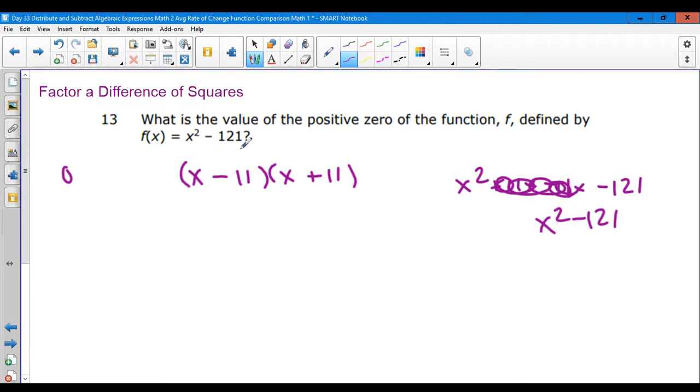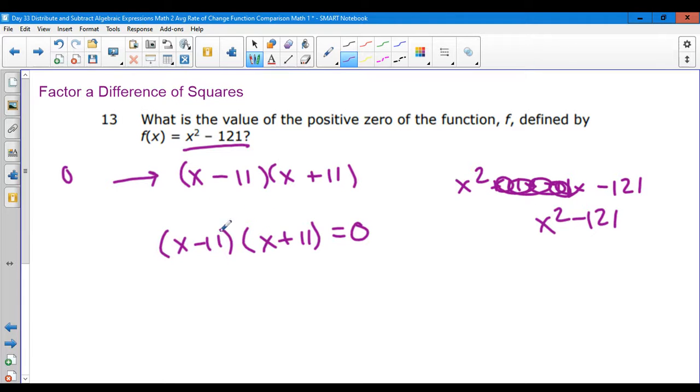So what you have to do in a question like this is factor this difference of squares to this and set these two things, or these two binomials that are being multiplied, to 0. Set them equal to 0. So x minus 11, x plus 11 equals 0. Now, if two things multiply together to equal 0, one of them must equal 0.